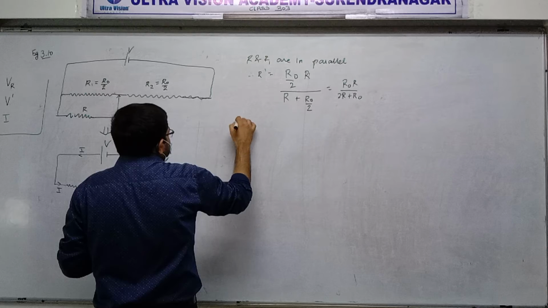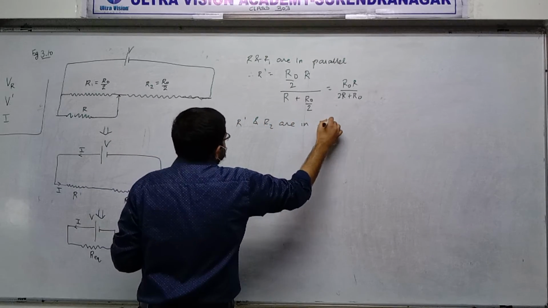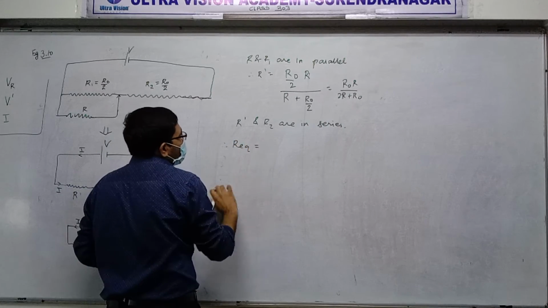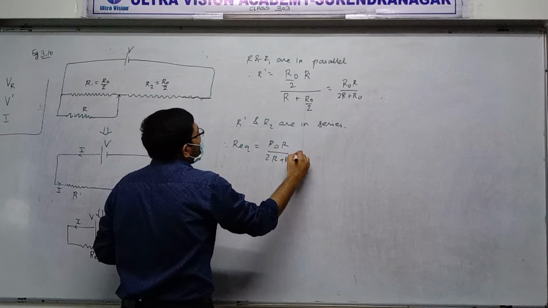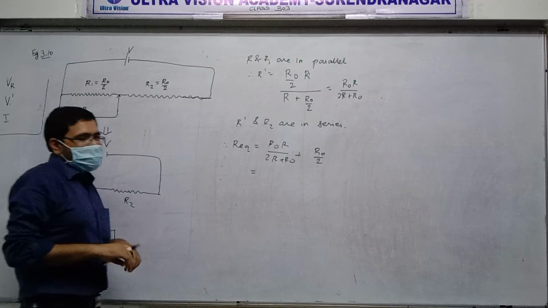Now R equivalent: R dash and R2 are in series. Therefore R equivalent is equal to R0 R upon 2R plus R0, plus R0 by 2. Check the addition carefully.